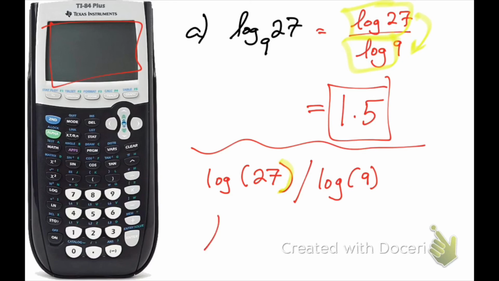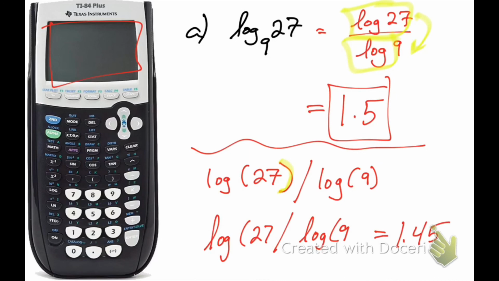If you go like this, log 27 divided by log of 9, you're going to get actually 1.45, which is incorrect, and that's because it's doing the logarithm of 27 divided by the logarithm. So the order of operations is thrown off. You really have to make sure you use your parentheses to do the top divided by the bottom. So that's an easy mistake that you can easily avoid.